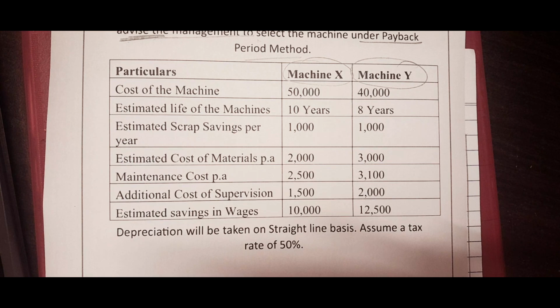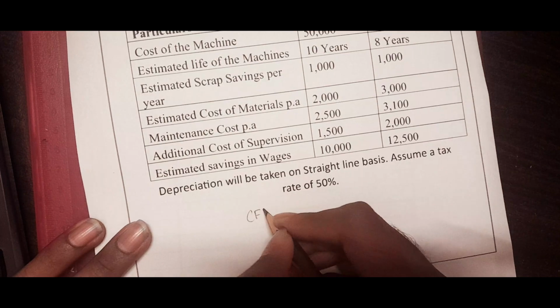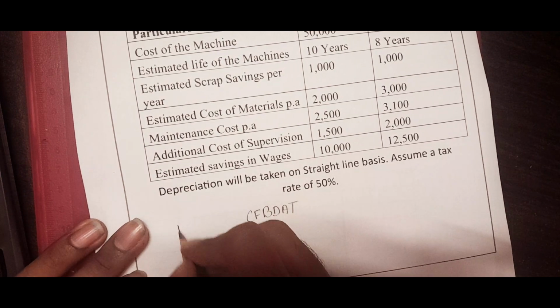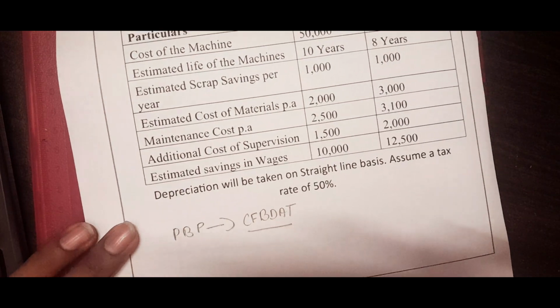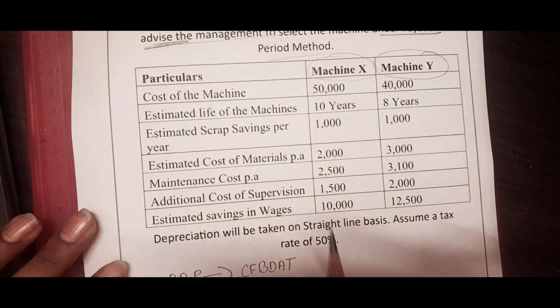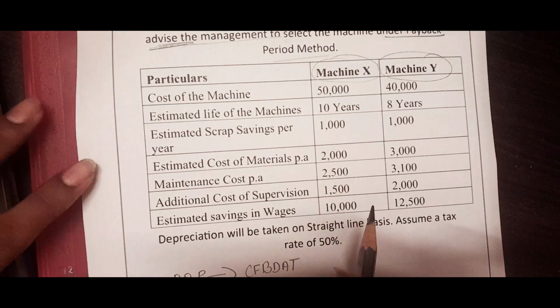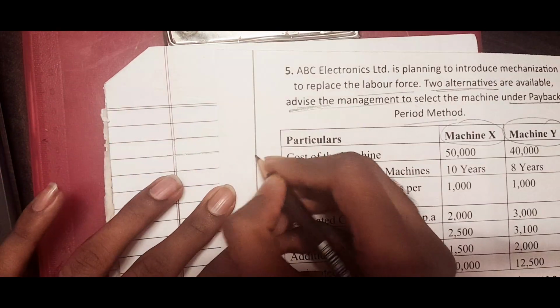Here they have not given us directly what we want, so they have given some additional information. Based on that we have to find out CFBDAT, because in the PBP method we want to find CFBDAT. Now let us check the cost of machine they have given. This cost of machine is nothing but the original investment.